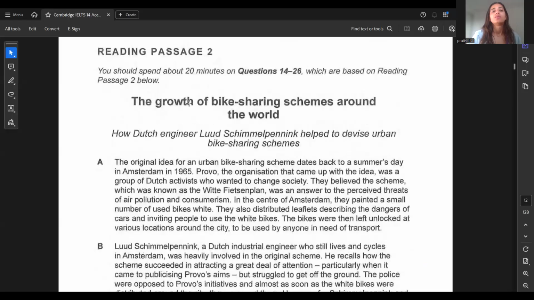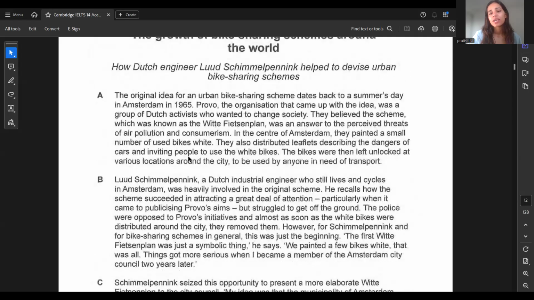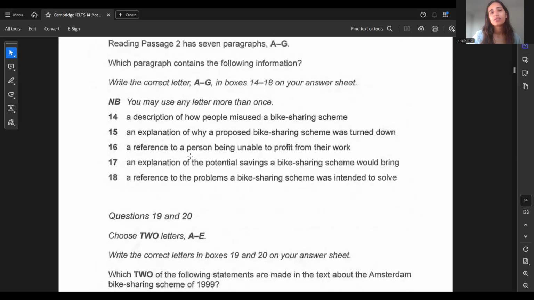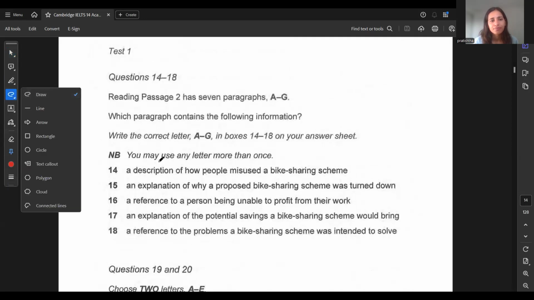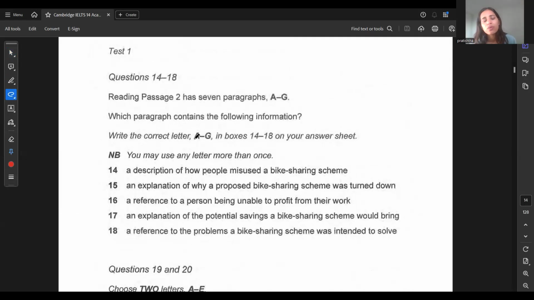Okay, so now you should spend about 20 minutes on questions 14 to 26, right? So it's based on this reading passage and you have some questions. What I would do is I would just go ahead and read the questions real quick. So you have which paragraph contains the following information. You have to mark the paragraphs, which are marked from A to G, and you have to tell which information is being talked about in which paragraph.